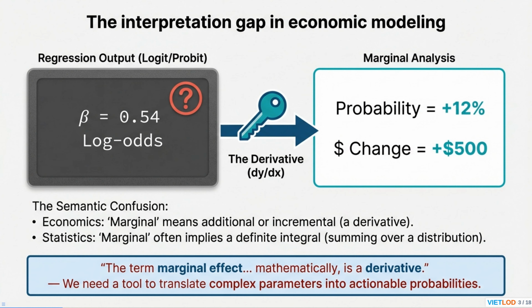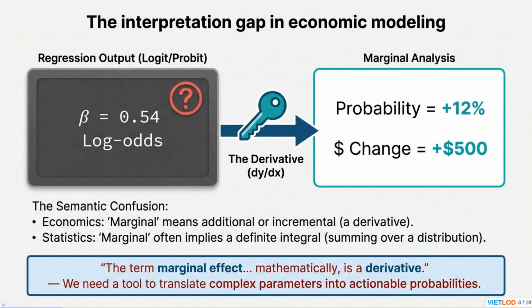In many nonlinear models, such as logit or probit, our raw regression outputs often present coefficients in scales that are not directly interpretable. For instance, a coefficient of 0.54 from a logit model represents log odds, which is mathematically correct but very difficult to explain to a non-technical audience or derive actionable insights from. Marginal analysis serves as the crucial key to bridge this interpretation gap.